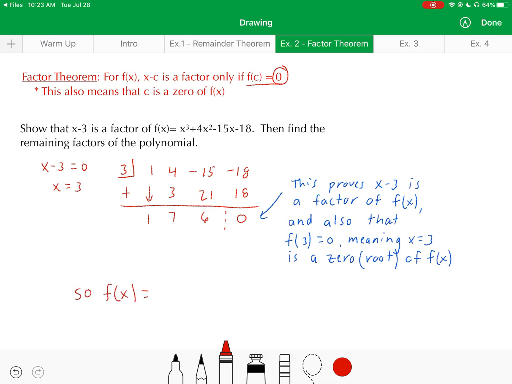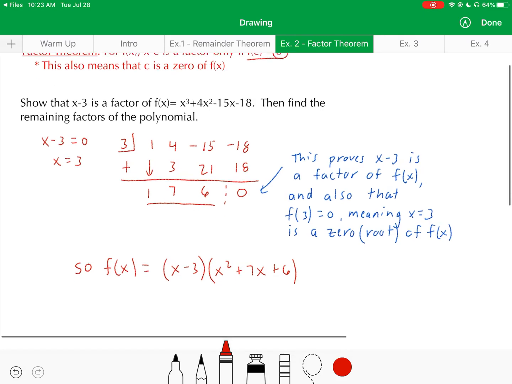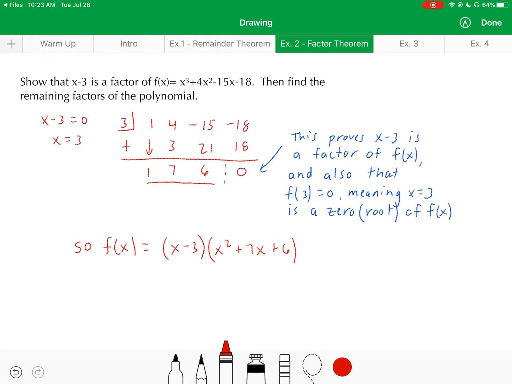Okay, but what we have at this point is the function f of x. I can now give you a slightly factored form for it. I know that one of the factors is x minus 3. And when I divide that from the function, what's left over is based off of these three numbers, right? X squared plus 7x plus 6 is a quadratic factor of the function. So notice this is giving me a slightly factored form for f of x. And then that x squared plus 7x plus 6, I'm noticing it factors further. It factors to x plus 6 times x plus 1.